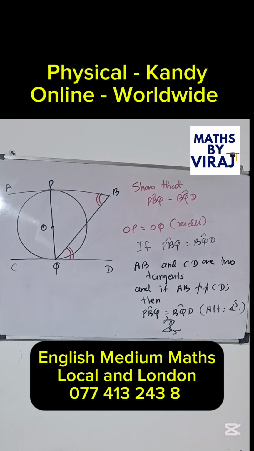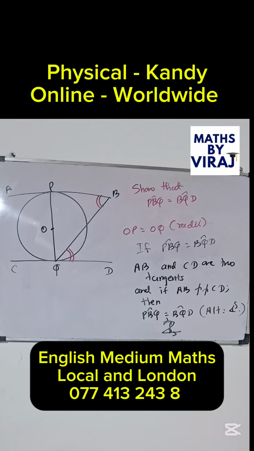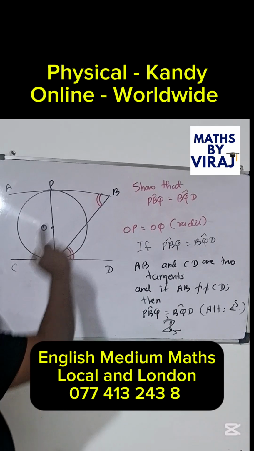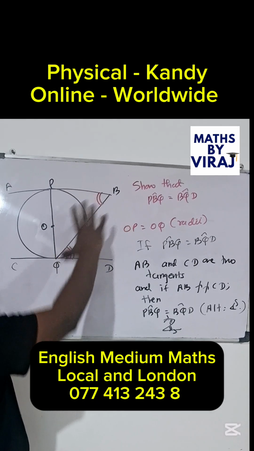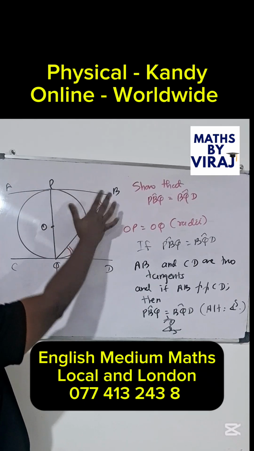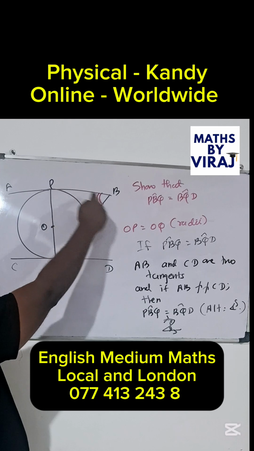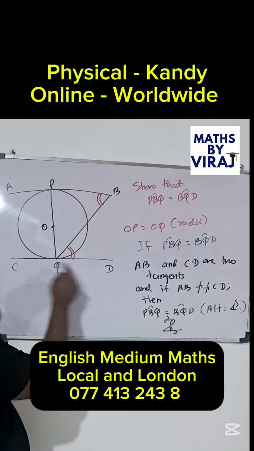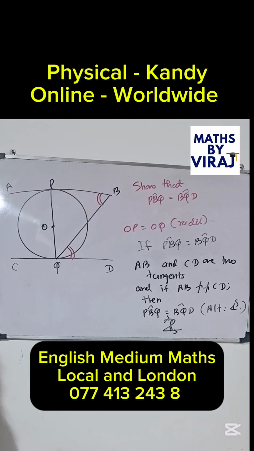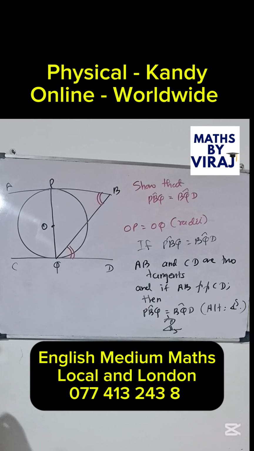Now show that PBQ is equal to BQD. Obviously these two are equal, that is why we have to show them. So if I could prove that AB and CD are parallel, then our life will be much easier.